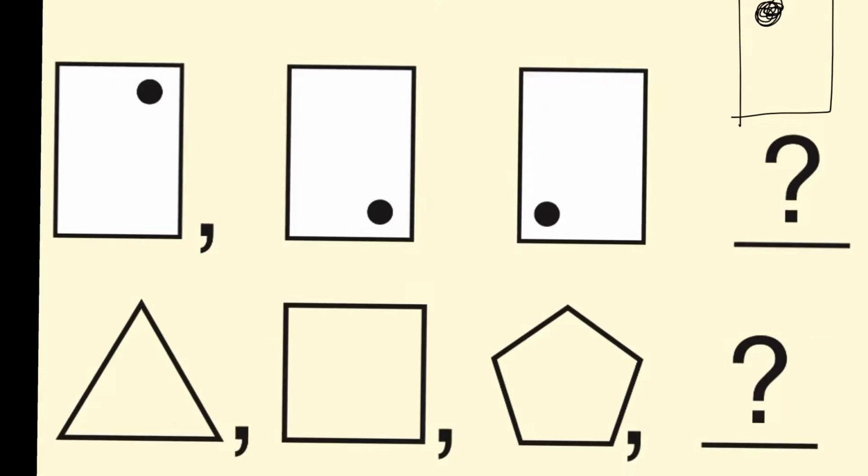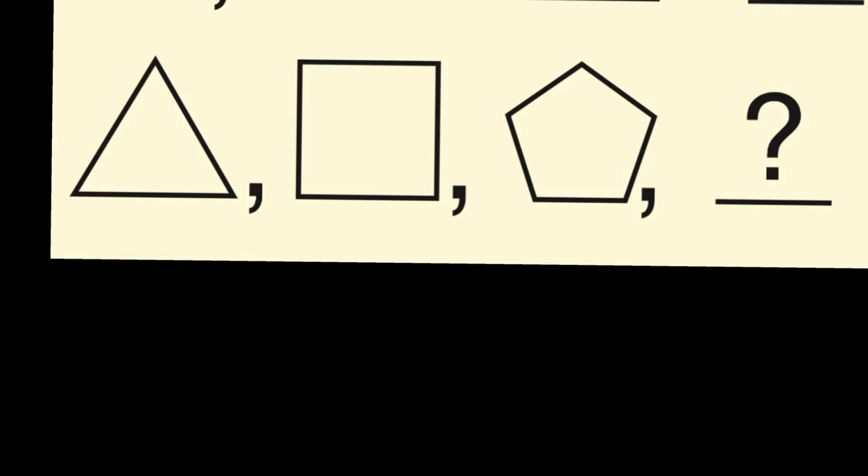This bottom one's a little bit trickier, okay? This bottom one I have a triangle, then I have a square, and I have a pentagon. Well, what's happening here? What would come next? Do I just pick a random shape? Well, I haven't done a circle yet. Could it be a circle? I haven't done a trapezoid yet. Could it be a trapezoid?